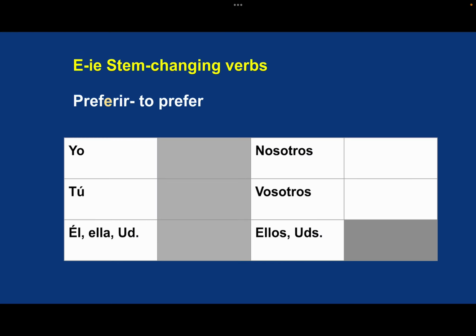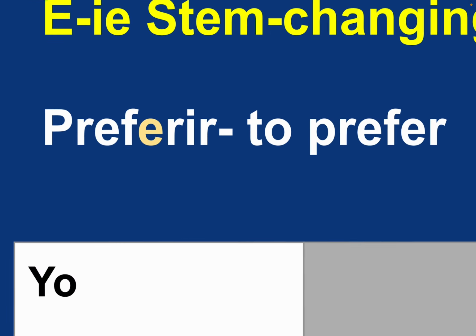Here's another one. All right, we got the verb preferir. And this one's tricky, and I like doing this one. One, because it's an IR verb, and we always need to practice the IR verbs. But this one's tricky because we know we have to change the E to an IE, but if you look at this one, it doesn't have, like before, just a stem and ending.